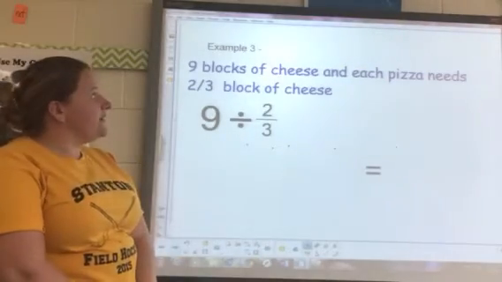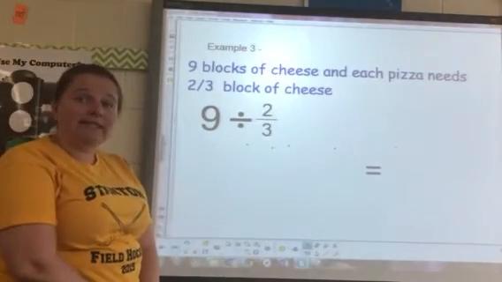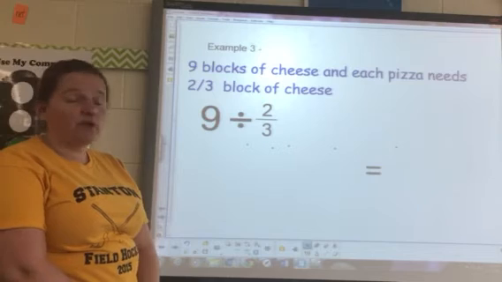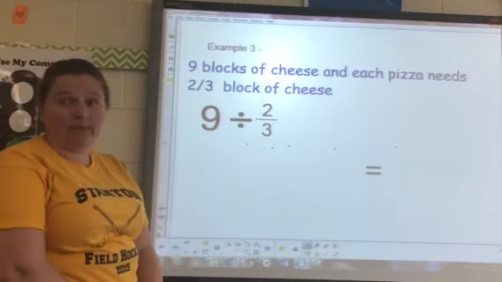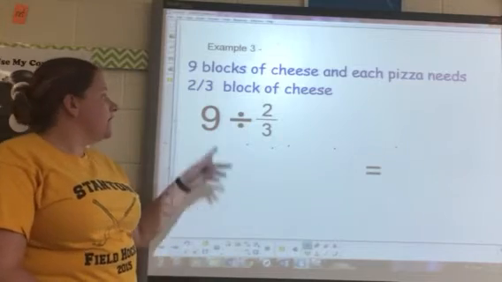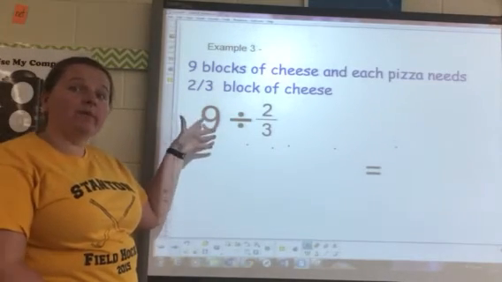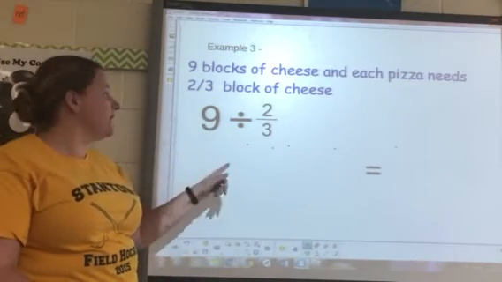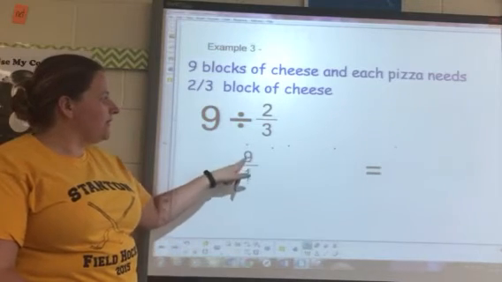So here's my example. Let's say we have 9 blocks of cheese, and we're going to make pizza, and each pizza needs 2/3 of a block of cheese. How many pizzas can we make? So I'm going to take 9 and divide it by 2/3. 9 is a whole number. Remember that if we have a whole number, 1 is the denominator. So I would put 9 over 1.